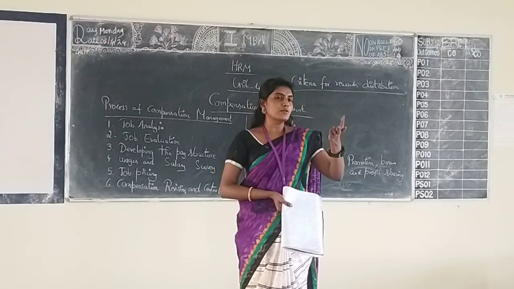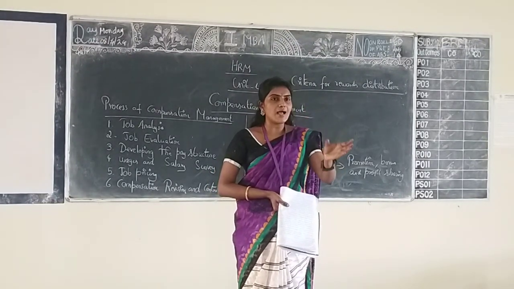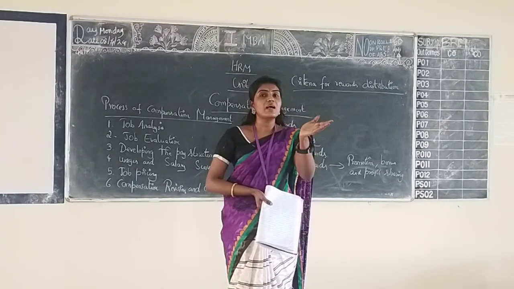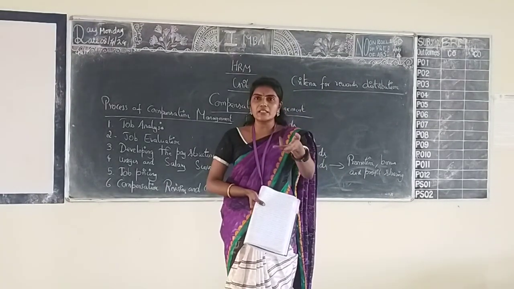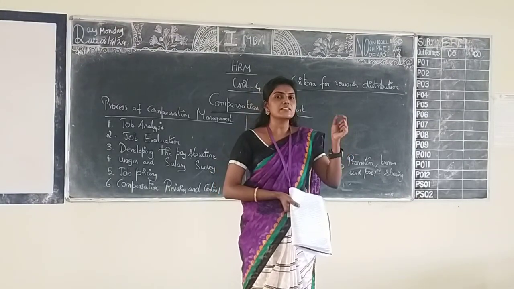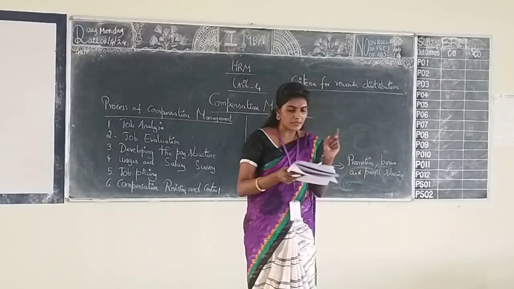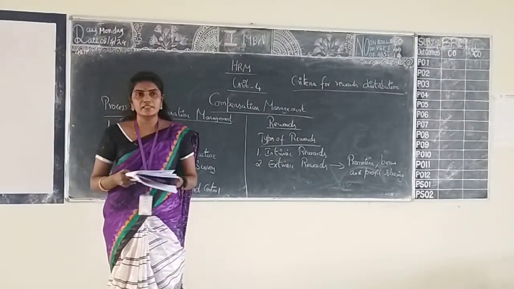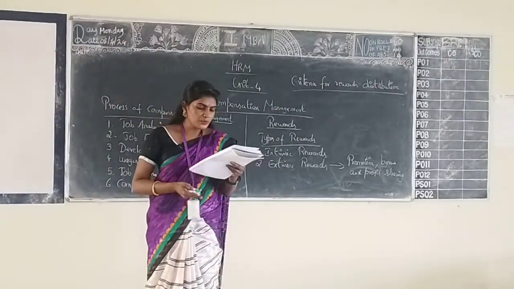So if you completed UG, your salary is 10,000. If you completed a higher degree, they give additional salary, so 20,000 or 30,000 is your salary. That is based on the skill set. Next, the fifth one is job complexity. Fifth one, job complexity.